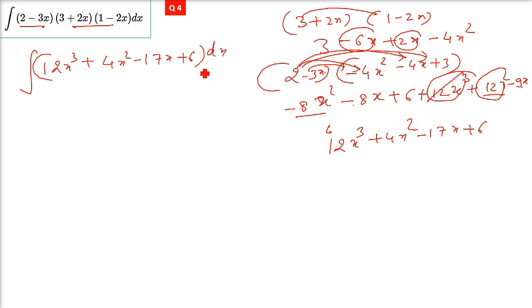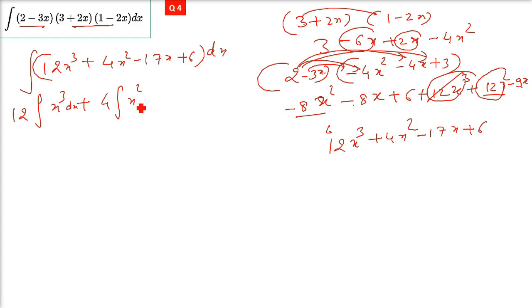Now when we integrate it, this will be taken separately, one by one, and the constant will come in front because it will not affect the integration of the variable. So that's how I am doing it, separating the terms and keeping the constant outside.